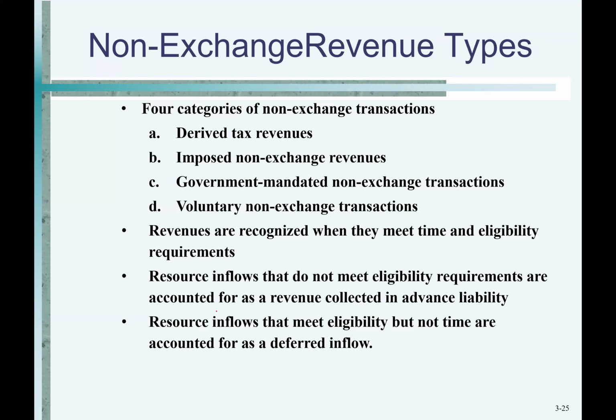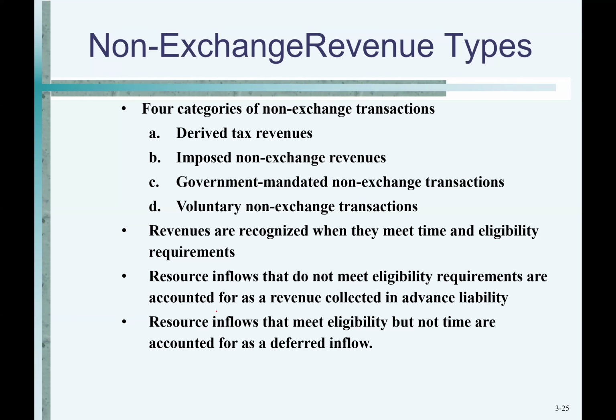But anyway, so we have the 4 categories of non-exchange: you pay your taxes, you expect the government to be there when you need them. Now, when we look at non-exchange, there are 4 categories: derived non-exchange, imposed non-exchange, government mandated non-exchange, and voluntary non-exchange. Depending on the category, GASB has given us certain criteria to decide whether or not the government should recognize that revenue and therefore report it. We're going to talk about reporting it at the government-wide level, statement of activities, and at the fund level, say the general fund on the statement of revenues, expenditures, and changes in fund balance.